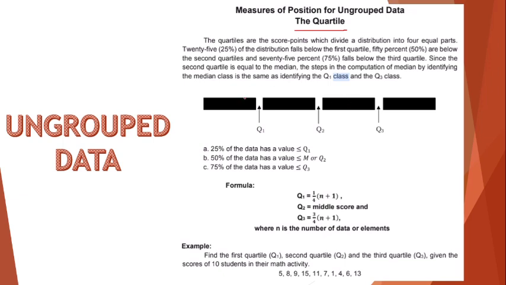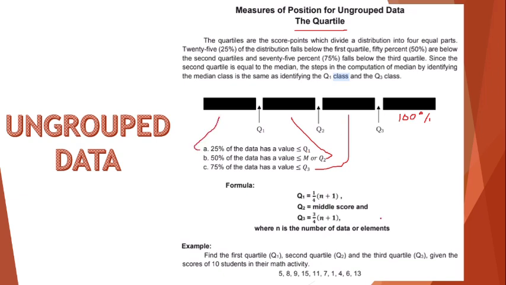Since the second quartile is equal to the median, and the median is the middle, the steps in computing the median by identifying the median class are the same as identifying the quartile 1 class and the quartile 3 class. So nakita nyo may 25%, 50%, and 75%. So automatically, this is 100%. Again, this is 75, then 50 and 25.